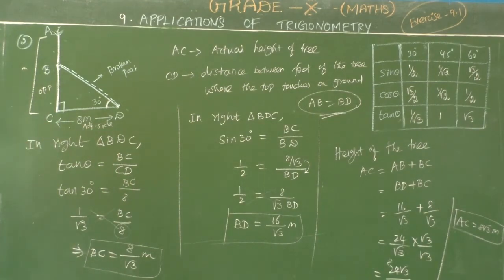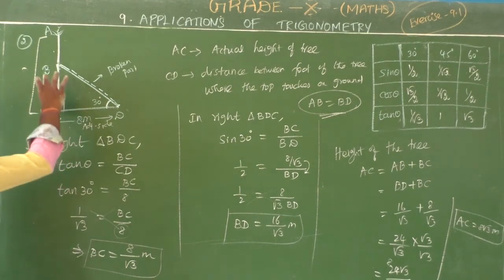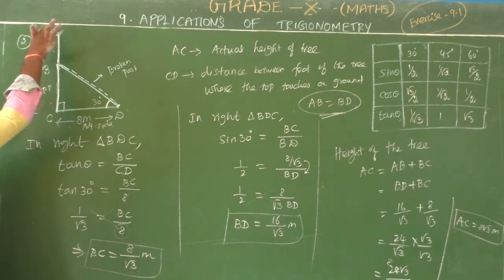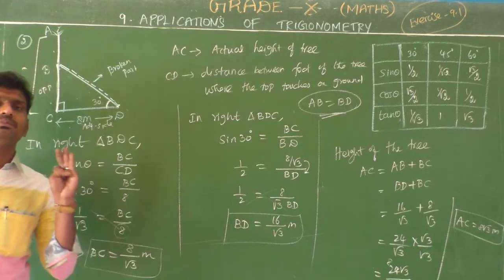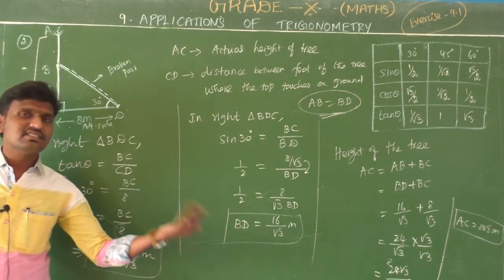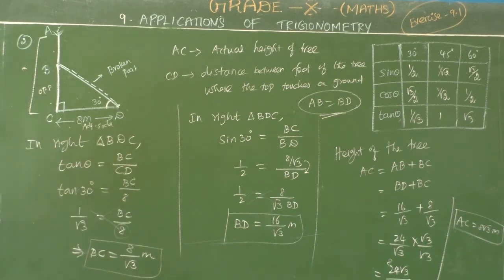So listen carefully all of you. First you should find that BC, and AB and BD are both the same. Why? Because the broken part only touches the ground. So both will come with the same value. So here you need to find BC and BD. Finally we can add both to get the actual height of the tree.